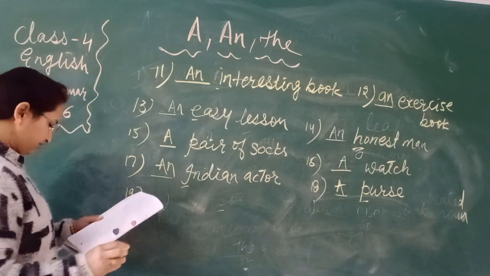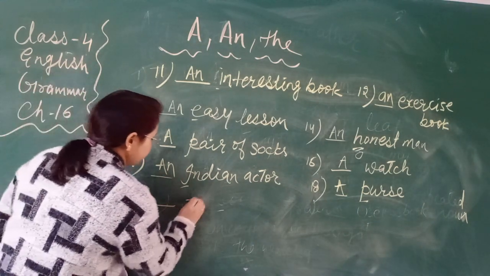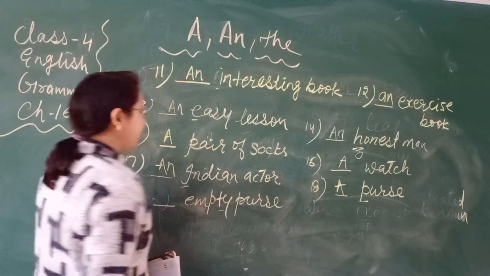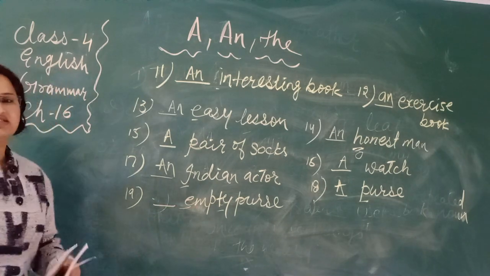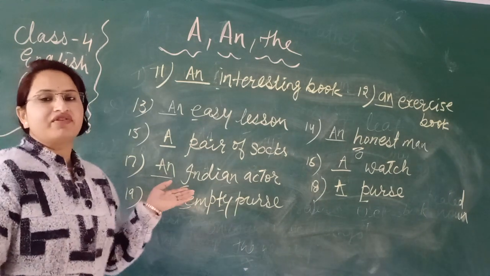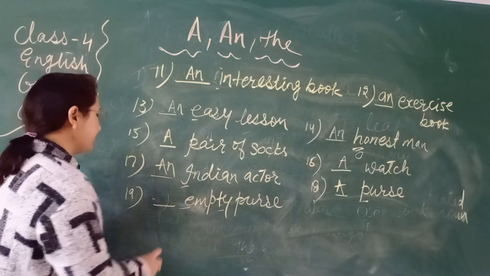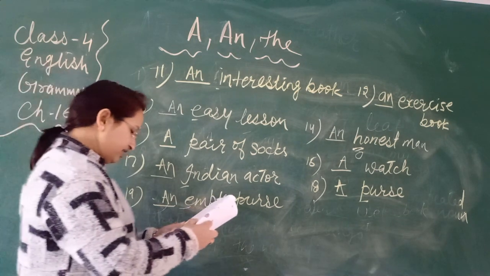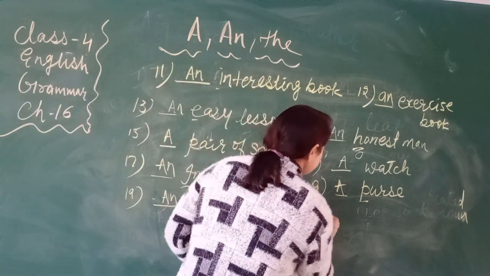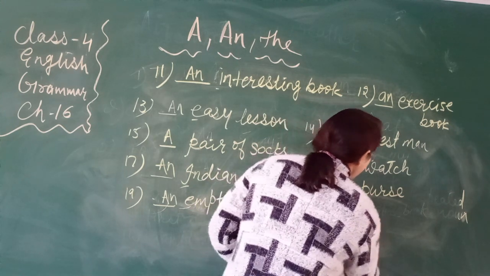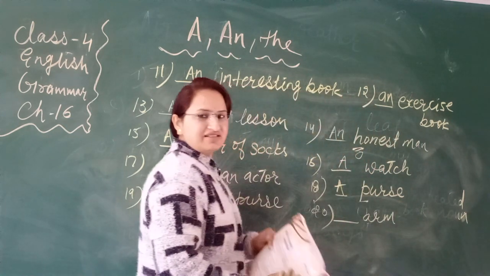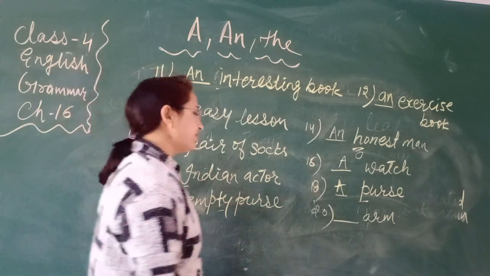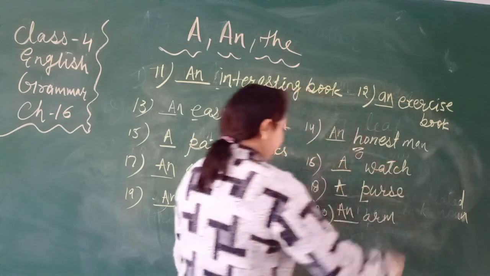Next 19. Empty purse. Empty. A. It is starting with E and the sound which is coming is of A. Both are vowels, that's why we are using article an here. And the last is 20. It is starting with A, and the sound which is coming is also a vowel, that's why we will use article an.